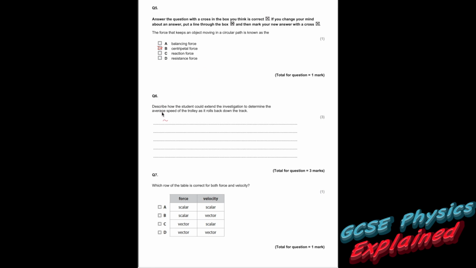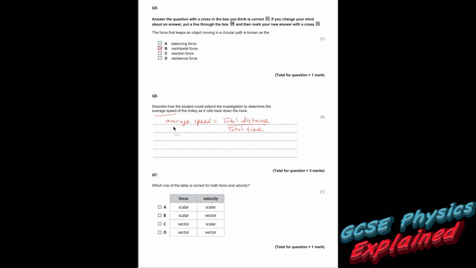Question 6. Describe how the student could extend the investigation to determine the average speed of the trolley as it rolls back down the track. This exam style question is part of a bigger question. What we're looking for here is how to get the average speed of something. So always base your explanation on a calculation. So the calculation for speed, the average speed equals the total distance divided by the total time.